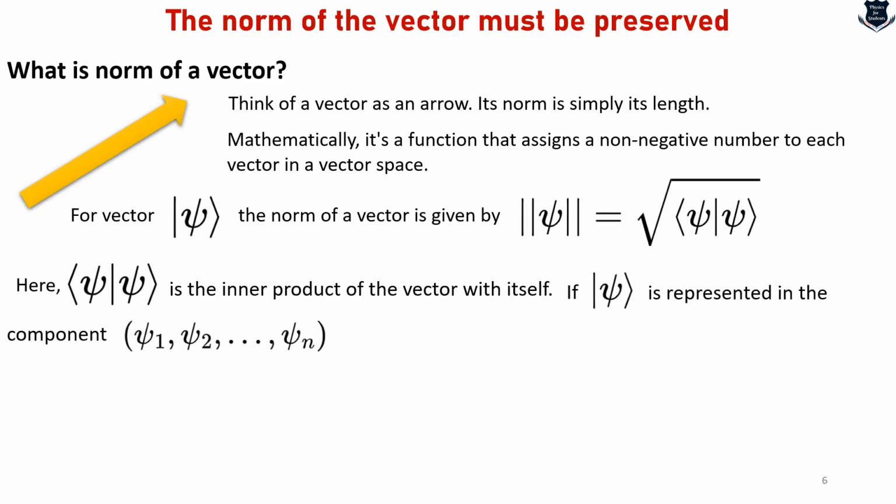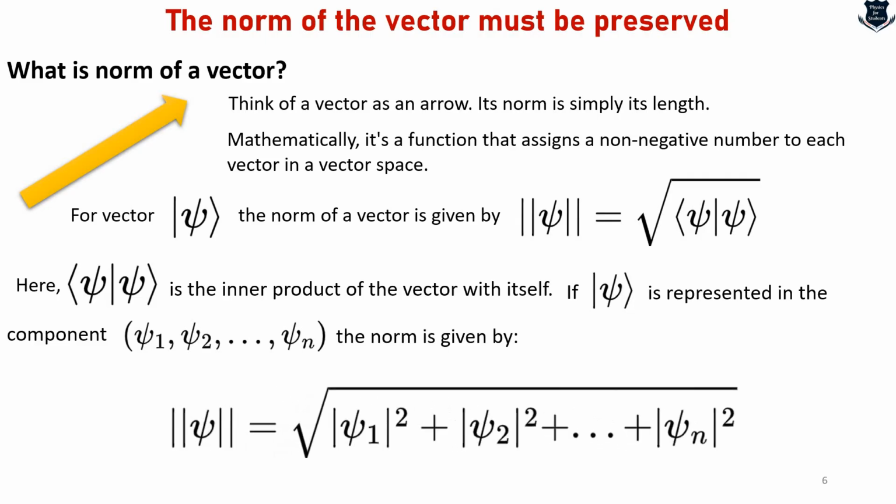And if this psi vector is represented in terms of components, say psi1, psi2 up to psi n, then obviously the norm of the vector would be given by this, by squaring them. So from here we can understand that the norm of a state vector must be preserved to ensure that the total probability of all possible outcomes of a quantum measurement, whatever happens, must be 1. And this is fundamental to the probabilistic interpretation of what we call quantum mechanics.